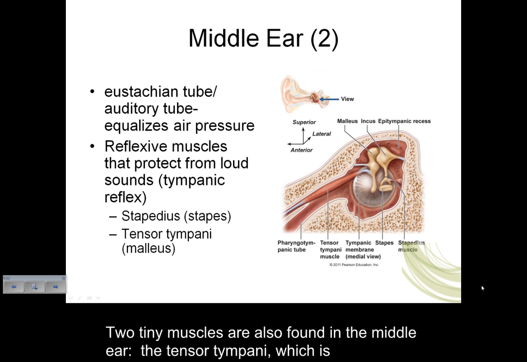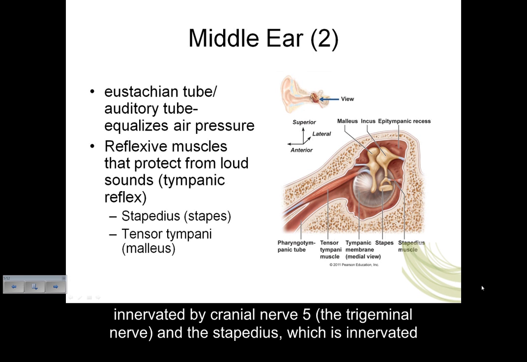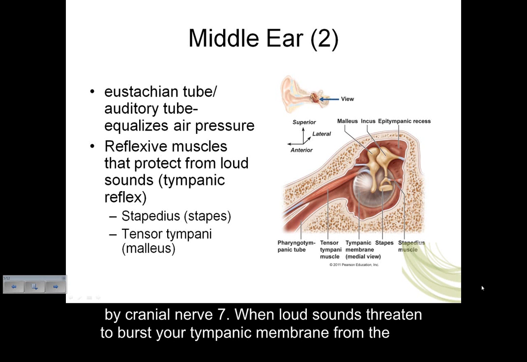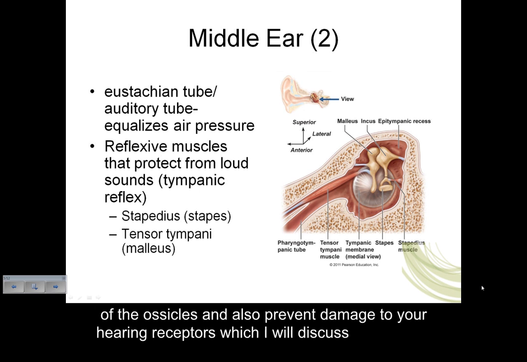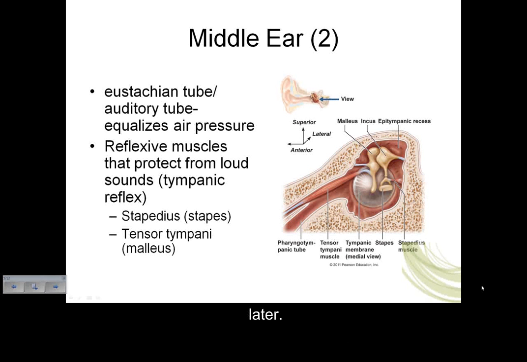Two tiny muscles are also found in the middle ear: the tensor tympani, which is innervated by cranial nerve 5, the trigeminal nerve, and the stapedius, which is innervated by cranial nerve 7. When loud sounds threaten to burst your tympanic membrane, from the ossicles vibrating so strongly, these muscles reflexively contract to limit the vibration of the ossicles, and also prevent damage to your hearing receptors, which I will discuss later.